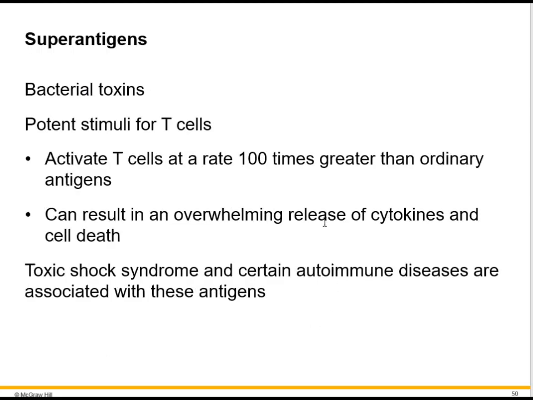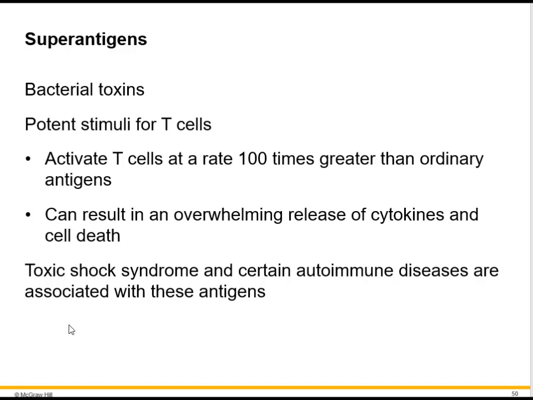Superantigens are bacterial toxins that are really potent, and they activate T cells at 100 times greater than the ordinary antigens. It's a very non-specific binding, and it can release an overwhelming amount of cytokines and cause cell death. So toxic shock syndrome toxin in Staphylococcus aureus is an example of one of these.